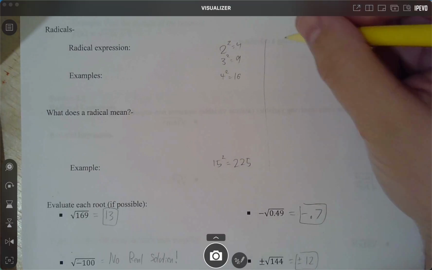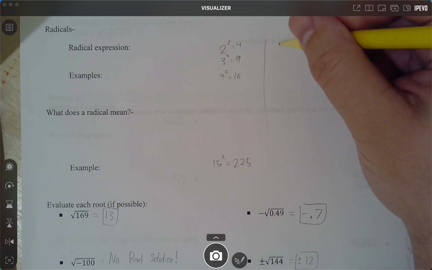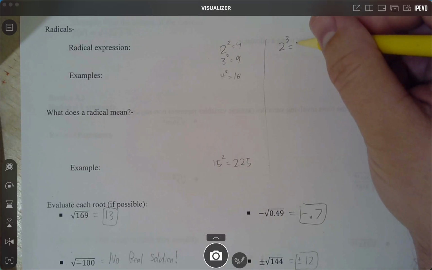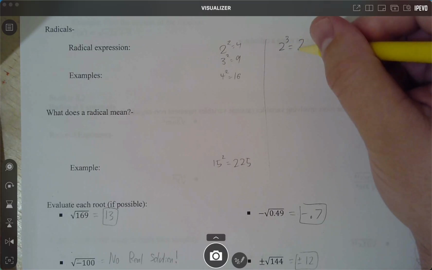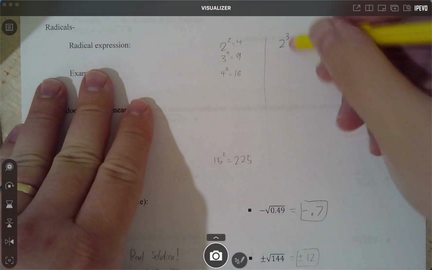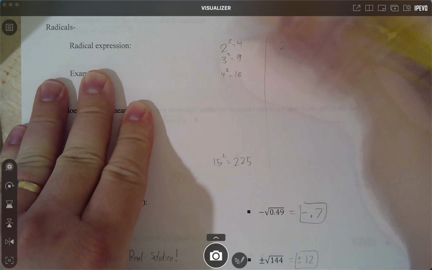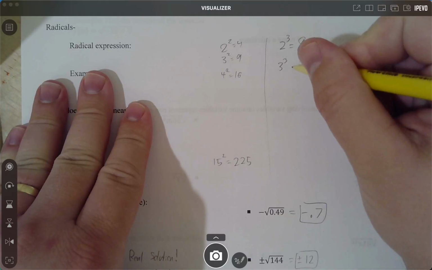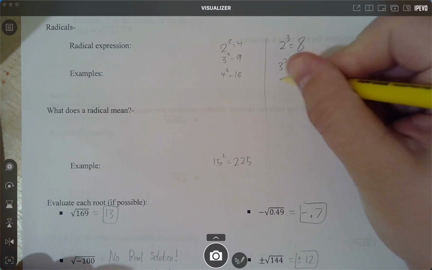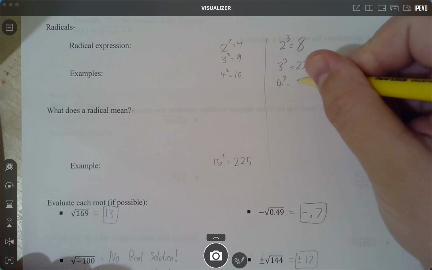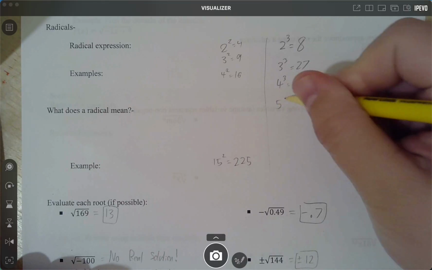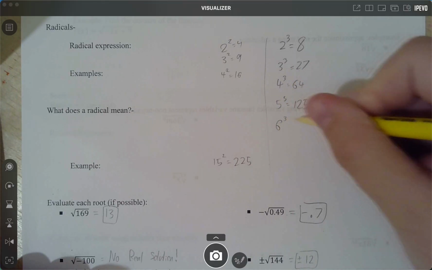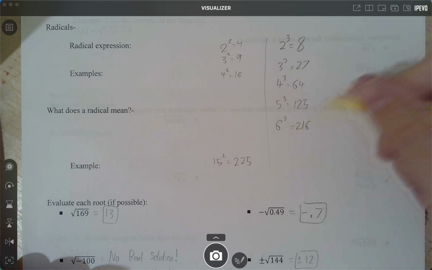After that, you might want to make a list of cubes, and really you don't need to go farther than probably 5 or 6. So 2 cubed is 8. 3 cubed is 27. 4 cubed is 64. 5 cubed is 125. 6 cubed ends up being, I believe, 216.